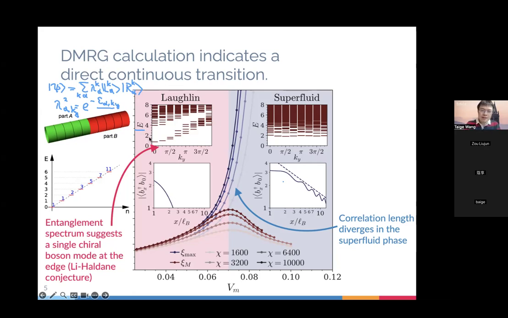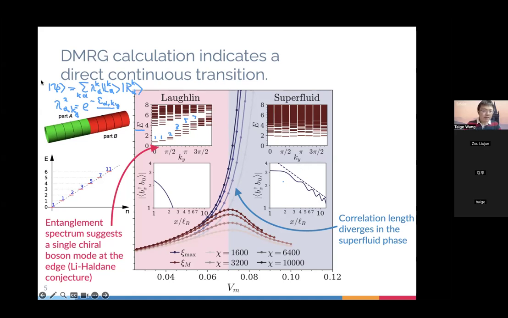If you look at the counting, it's the famous 1, 1, 2, 3, 5. Maybe you can read 7 here. That's a characteristic entanglement spectrum for a Laughlin state or for a topological order with a chiral boson mode, because if you count the excitation spectrum of a single chiral boson mode, you'll find this counting. So this entanglement spectrum on the left side clearly tells you that within this entire phase, it's a Laughlin state.